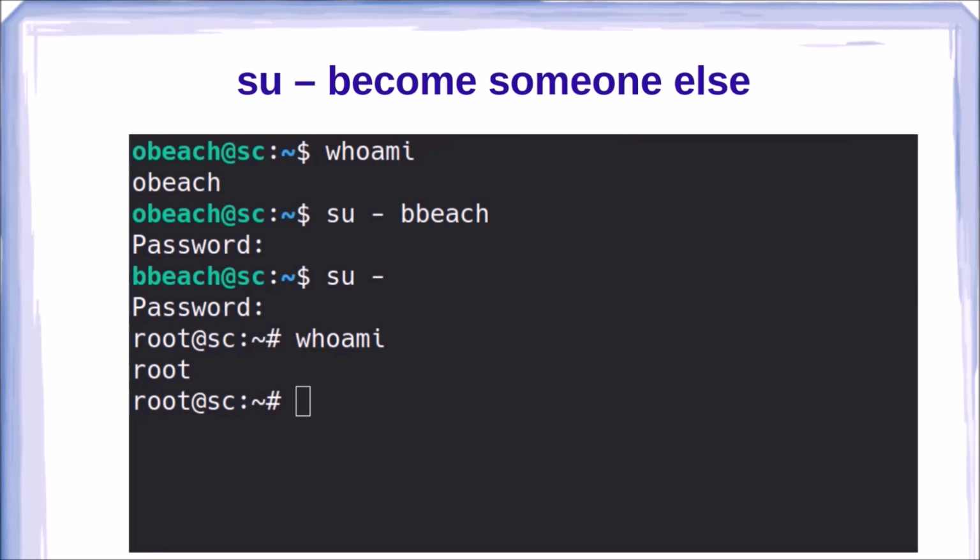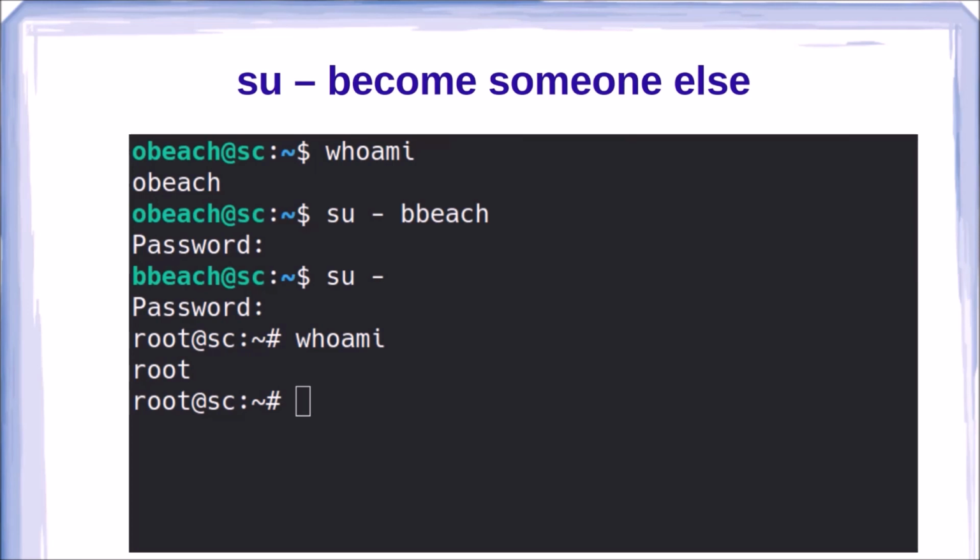And then if I did who am I there, it would have said B Beach. Then I did an su space dash. Well, if you do an su space dash, it assumes you want to be root. So it asked me the password. I typed it out and it doesn't echo it back. Then you can see I'm root at SC and who am I says root. Okay, so now I'm the Linux god over on Stupid Computer.